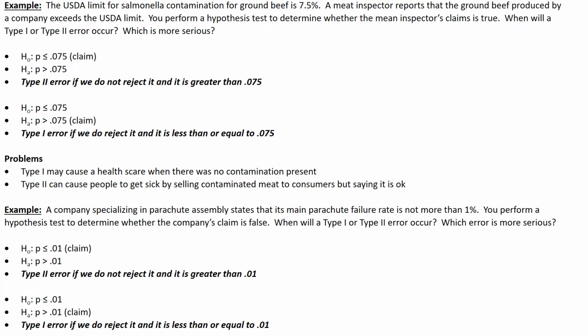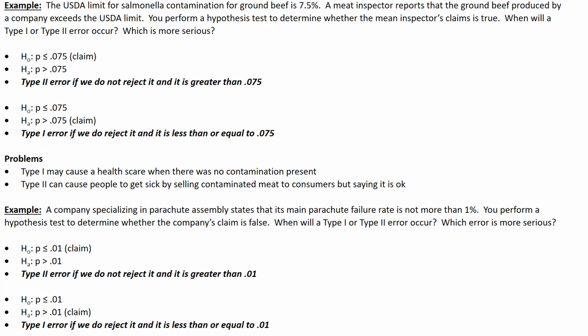Now, here's an example. The USDA limit for salmonella contamination in ground beef is 7.5%. The meat inspector reports that the ground beef produced by the company exceeds the USDA limit, which is 7.5%. You perform a hypothesis test to determine whether the meat inspector's claims are true. Will a type 1 or type 2 error occur, and which is more serious?